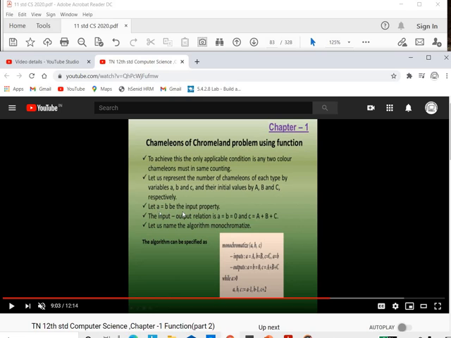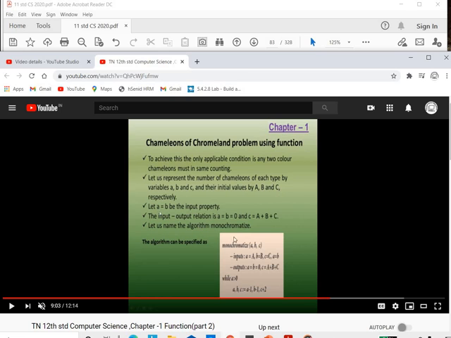Let A equal to B be the input property. That means any two colors must be in the same number. The input and output relationship is A equals B equals 0 and C equals A plus B plus C. Do you understand? That means if A is equal to B, then at the end, the count of A and B and C is equal to C, that means the third color.